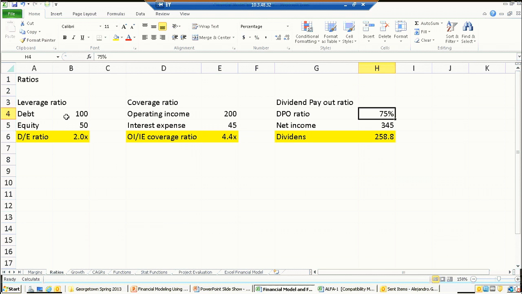And you can also do it the other way around. You can start with a payout ratio, for instance. So a dividend payout ratio of 75%. So you distribute 3/4 of net income for the period. If the net income is 345, then you apply that payout ratio to the net income, and you can calculate what the dividend payment will be for the period.